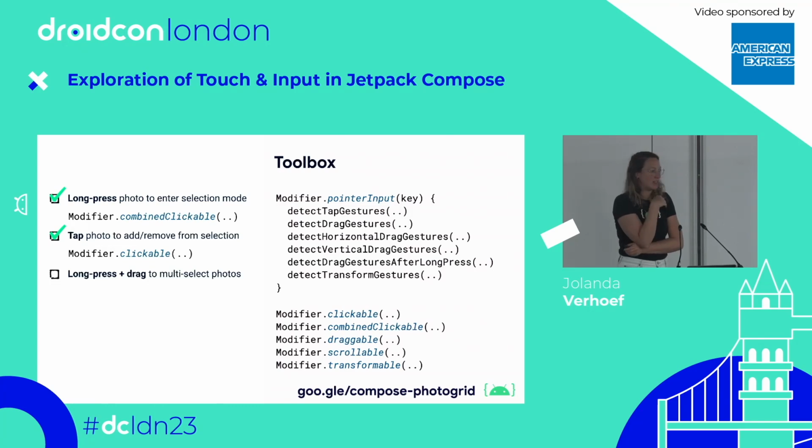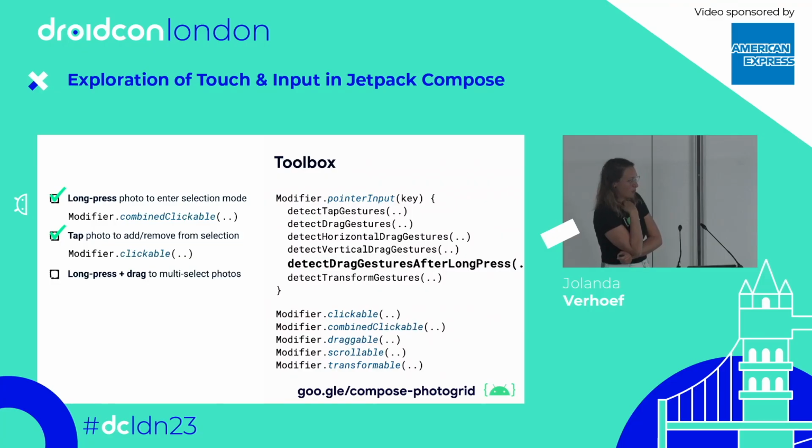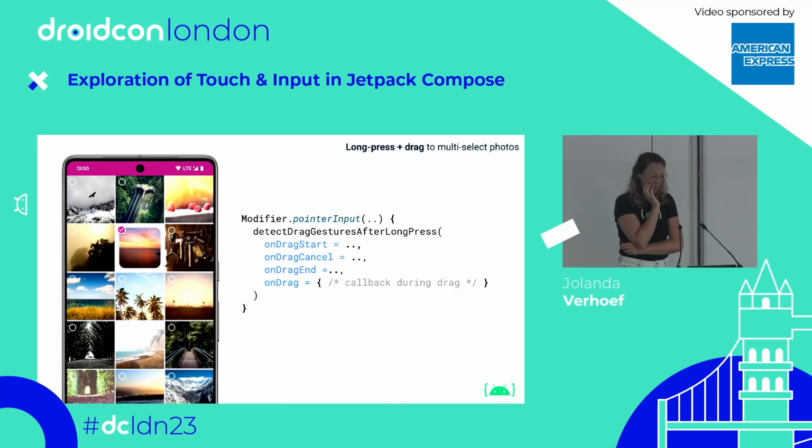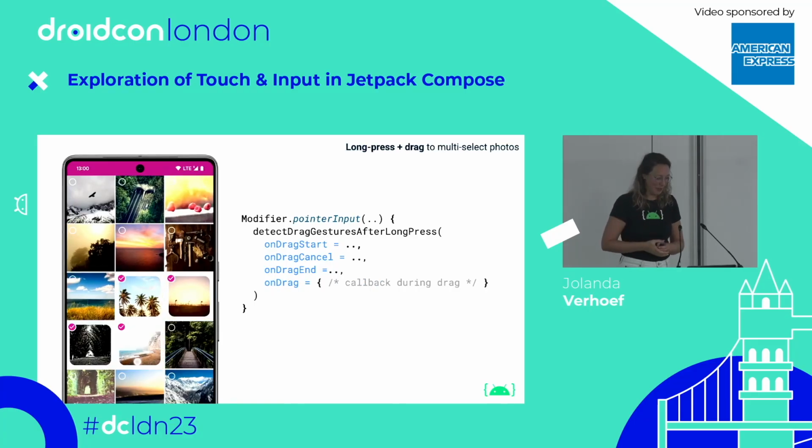Now there is a detector that does exactly that. I kind of already said it. It's the detect drag gestures after long press. It's a fair mouthful, and it will help us to implement this multi-select mode. This is my favorite recognizer, by the way. It waits for a long press to happen, and will forward all of the drag events to a lambda. It also contains lambdas for when the drag starts, when it's cancelled, or when it ends, so you can correctly handle these terminal events.